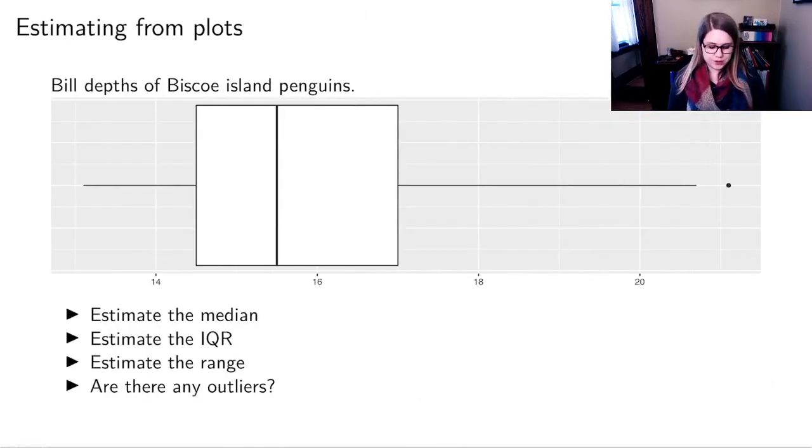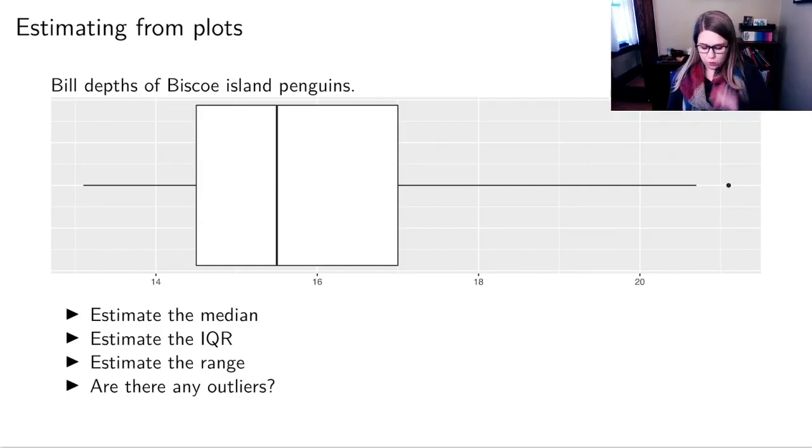And then you can do something kind of in the other direction, where if you have a plot, like a box plot, you could estimate some of the numbers from looking at the plot. So you could estimate the median, the interquartile range, the range, and you could determine if there are outliers. And I'll leave this one for us to do when we have synchronous class together, but this is again about bill depths of some penguins from the penguins data.